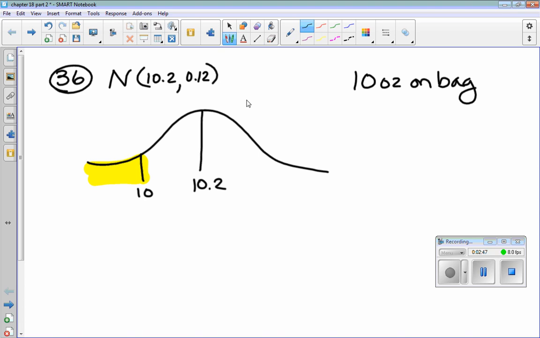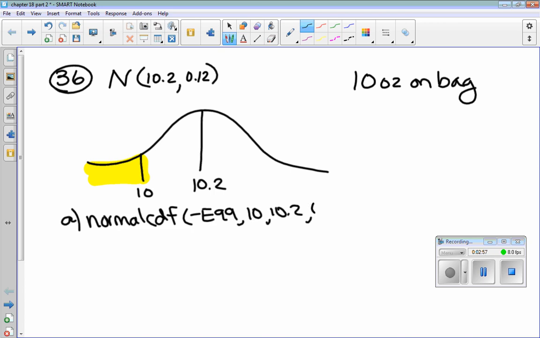Okay? So for part A, it's going to simply be normal CDF. And then you have a lower bound, your upper bound, your mean, and your standard deviation. Okay? So when you do that, the book got 0.0478. Okay, hopefully you got that too. Does that look familiar? Okay, good.